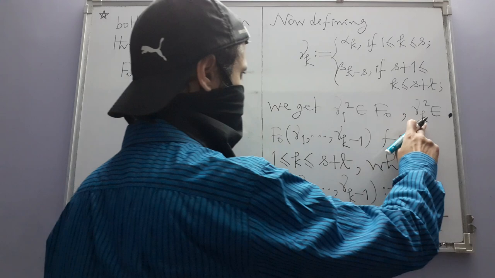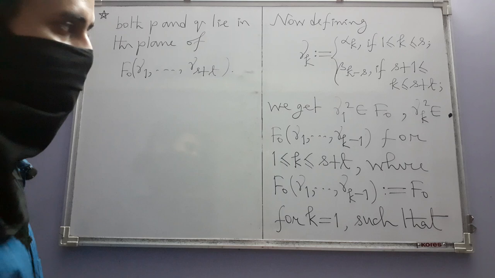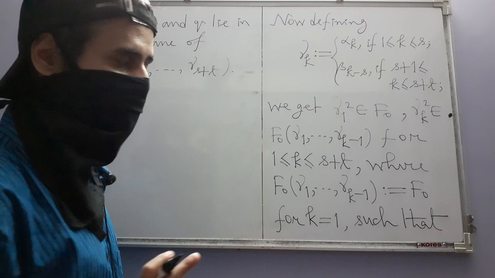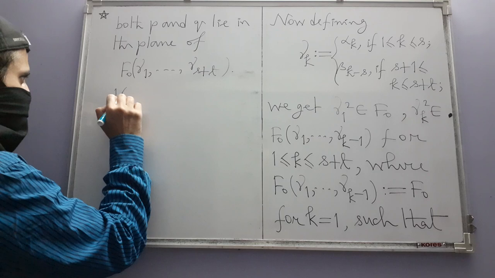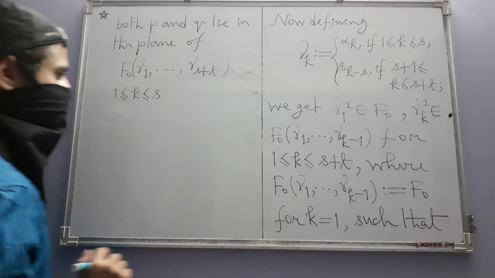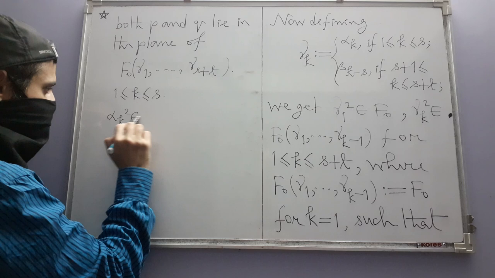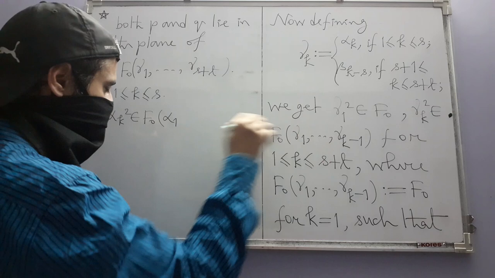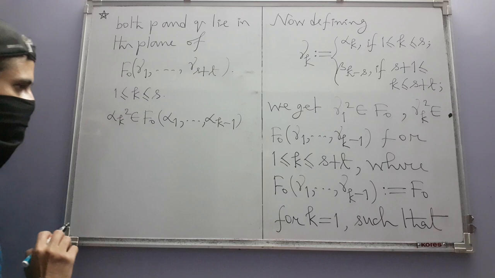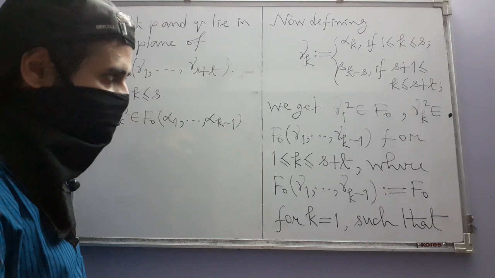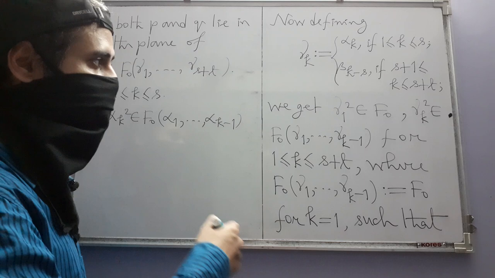If you vary your k starting from 1 all the way up to s, then those gammas are just alphas. So you see, if your k lies in this range, say, then this condition looks like what? This condition just simply looks like alpha k square belonging to this, right? And we already had these conditions for the alphas, but what about the conditions that come after this, right?